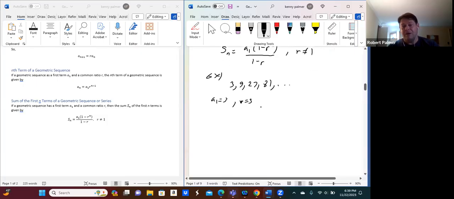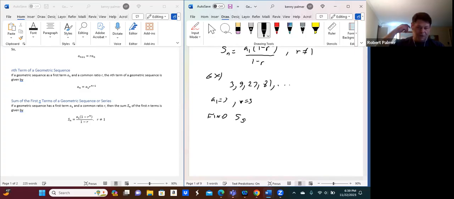Okay, so now let's find S5. So let's find one that's not very large. So basically S5, once again, let me write that better, make sure my S's don't look like my 5s. So the sum of the first five terms of the sequence. If we did this, 3, 9, 27, 81, and 243, and added those all together, that would give us that.